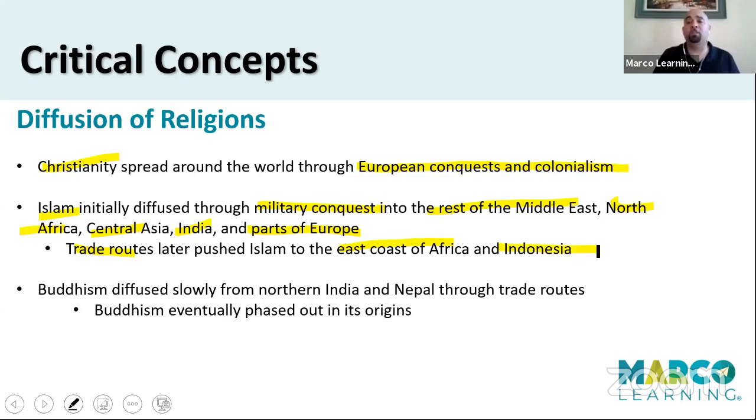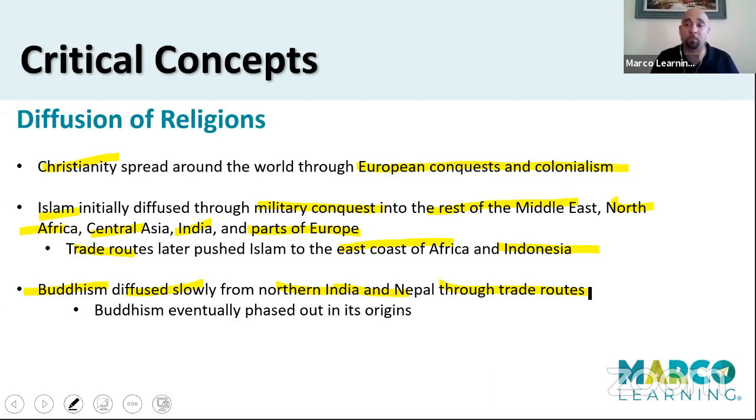Most people assume Indonesia, it's Asia, those people must be Buddhist. No, the overwhelming majority religion in Indonesia is Islam. Lastly, Buddhism. Buddhism diffused slowly from northern India and Nepal through trade routes, specifically the Silk Road is how Buddhism spread. But there's a unique thing that happened with Buddhism.